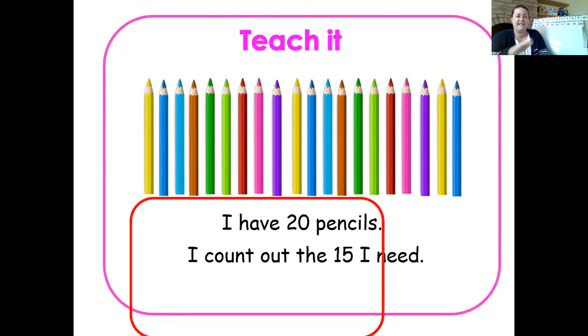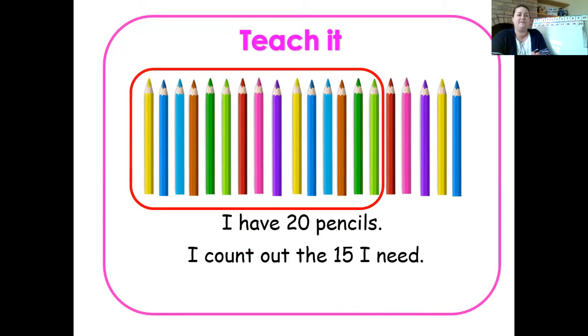Okay, the 15 that I need. So there's my 15 that I need, and I've put the red box around it, so I know that that's the 15 that I need. So how many then do I need to take away from the 20? How many don't I need? How many are left? Yeah, that's right, it's 5.